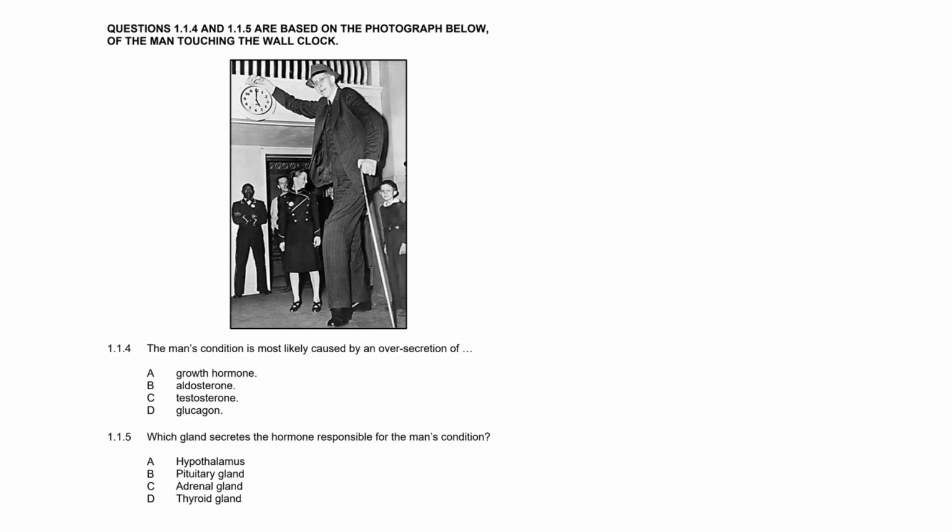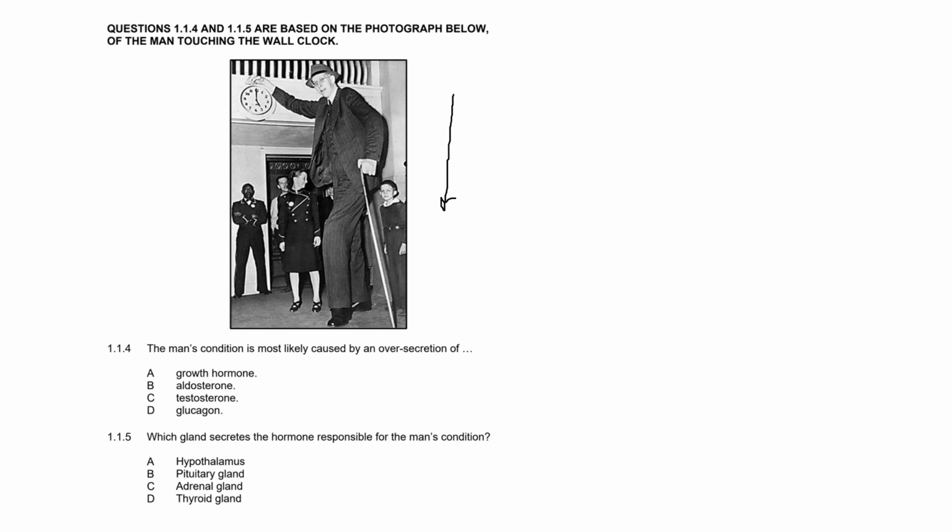1.1.4 and 1.1.5 are based on the diagram. So we see someone who's huge, gigantic. Imagine being able to touch the wall like that. That must be nice, but painful. If this guy played basketball, he would have been one of the all-time greats. The height is just good by itself.